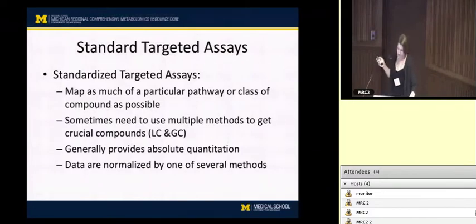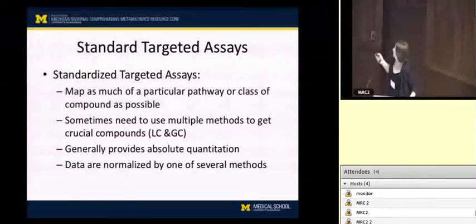So targeted assays generally, we're going to try to map as much of a particular pathway or a compound class as possible. Sometimes we need to use multiple methods. So, for example, for glycolysis and TCA, in the TCA cycle, it's fairly easy to see citrate, succinate, and malate by LC, but alpha-ketoglutarate really doesn't show up very well in the LC. It's much better done by GC. So that can get very time-consuming and can be expensive.